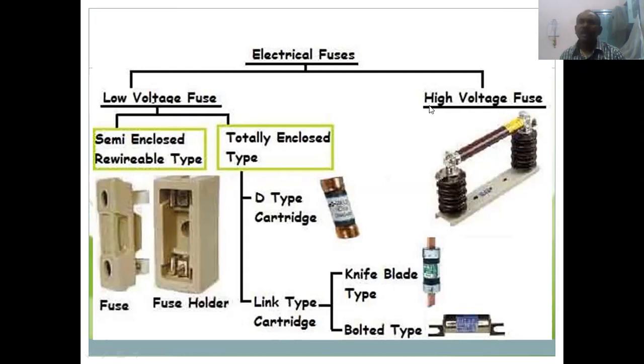And coming to the high voltage fuses, you can observe this type of situation in a 33 kV substation or 132 kV substation, where the capacitor bank is used. Each capacitor bank cell is provided with this type of fuse arrangement. So this is a special type of arrangement.